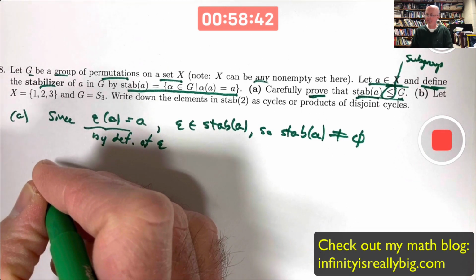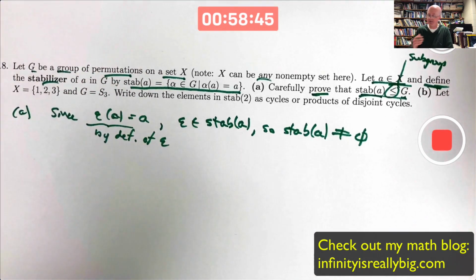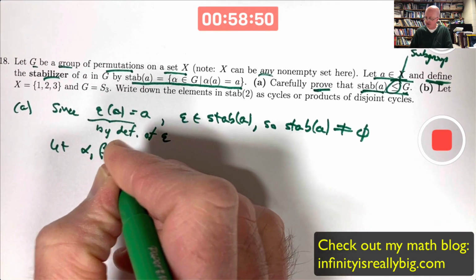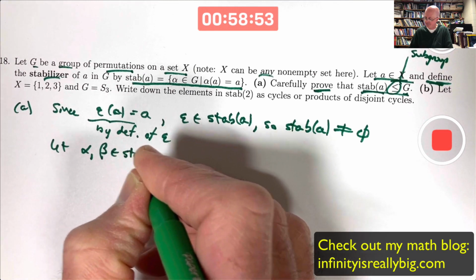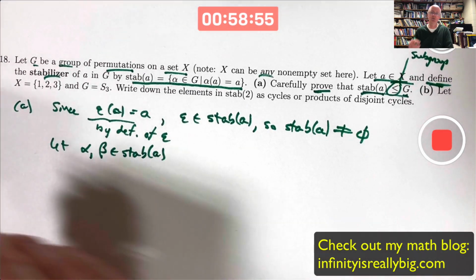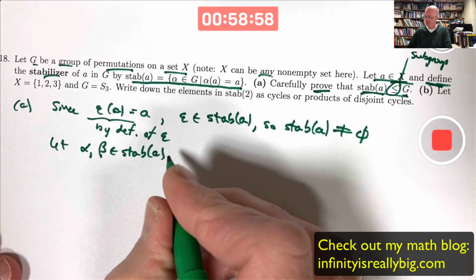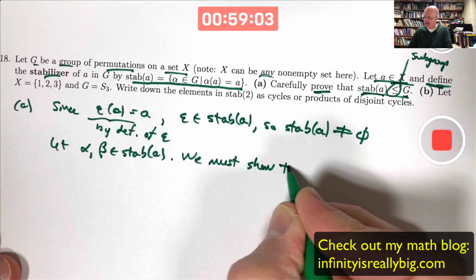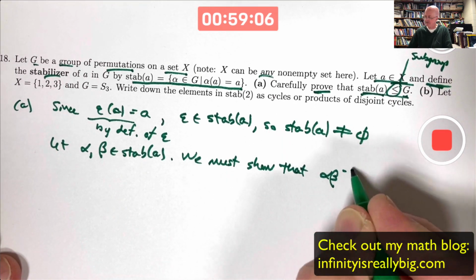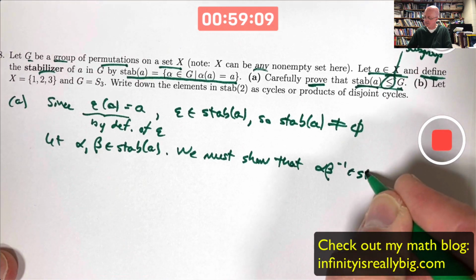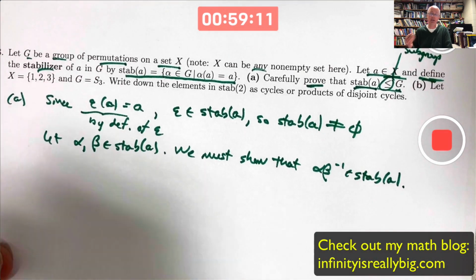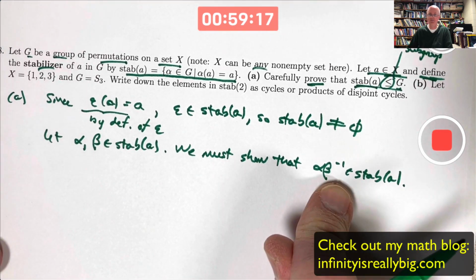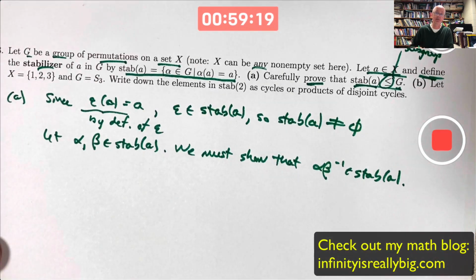What's next in this one-step subgroup test? That's the 0th step. What's the first step, which will be the final step? Let alpha and beta be arbitrary elements of the stabilizer. To finish the one-step subgroup test, we must show that alpha composed beta inverse is also an element of the stabilizer. And if we can do that, we'll be done. And what does that mean? It means when you plug A into this function composition, it maps it to itself. The output is also A.